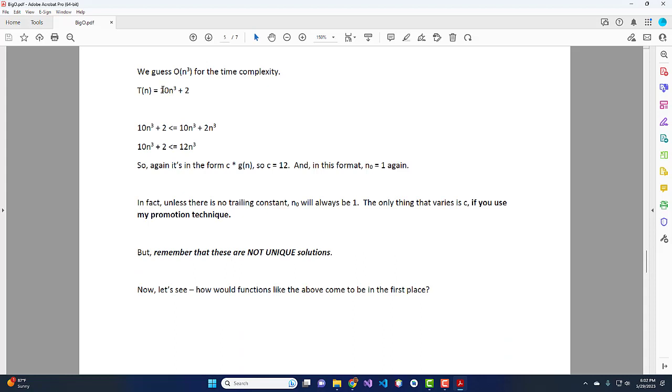Question 3, 10n cubed plus 2. This one again, 10n cubed plus 2 is less than or equal to 10n cubed plus 2n cubed. That's 12n cubed. We end up with our c equaling 12, and the n sub naught equals 0.